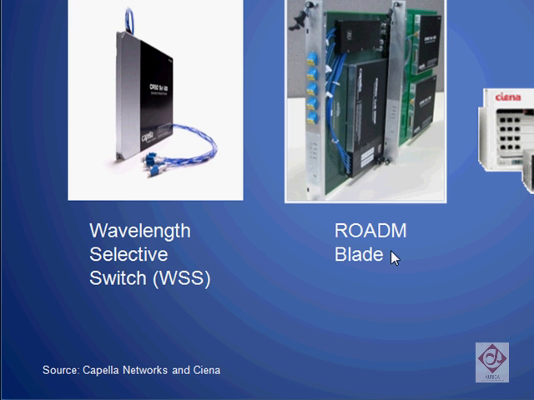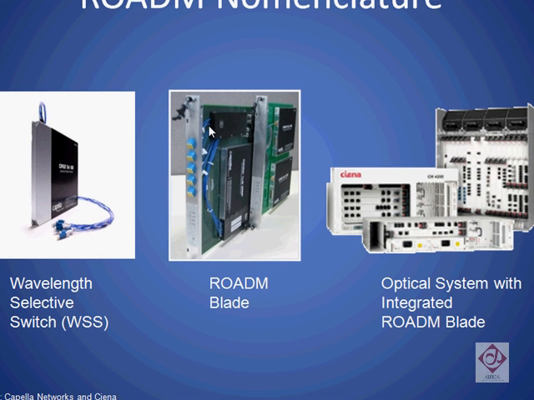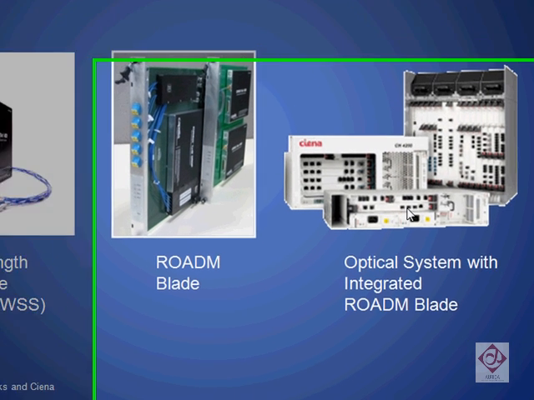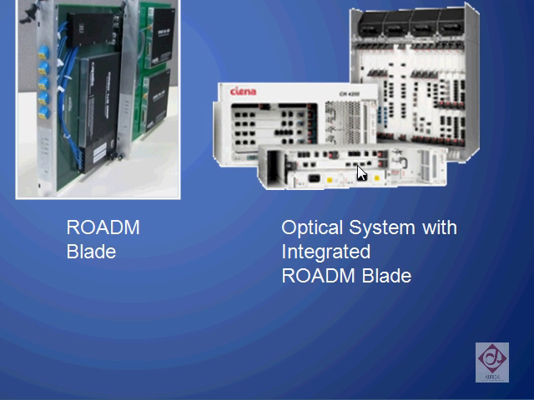When we talk about ROADMs, we often use the terms wavelength selective switch and ROADMs interchangeably, but in reality, the ROADM usually refers to the blade, which consists of all three of these components: the switch, the channel monitor or error detector, and the amplifier. These blades typically sit inside a transport or an optical switch. Shown here is the Sienna 4200 Metro Ethernet transport system. This is just one example of a system that can contain a ROADM blade.